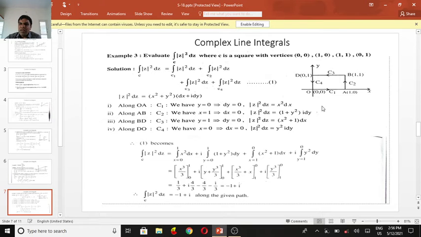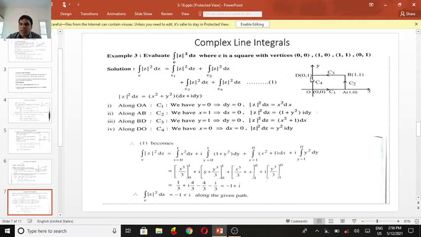If we come to the line AB, curve C2, x is 1, so dx is 0. Again mod z square dz: x is 1, so 1 plus y square, times i dy. So we get (1 plus y square) i dy. Again along the curve BD, y is 1, so dy is 0. Mod z square dz is x square plus 1, dx. So we get (x square plus 1) dx.